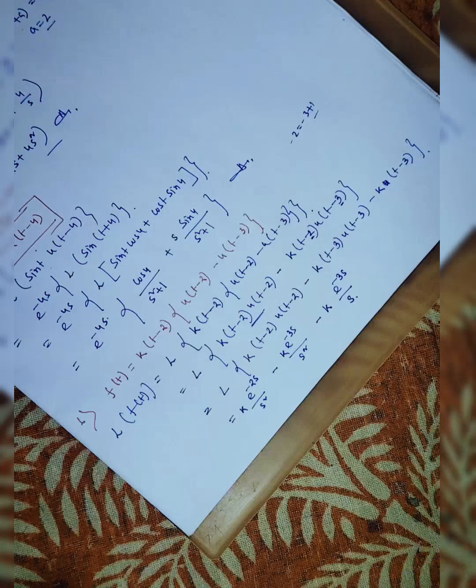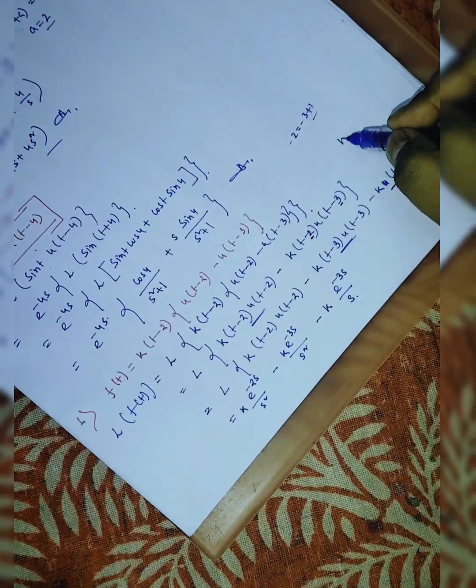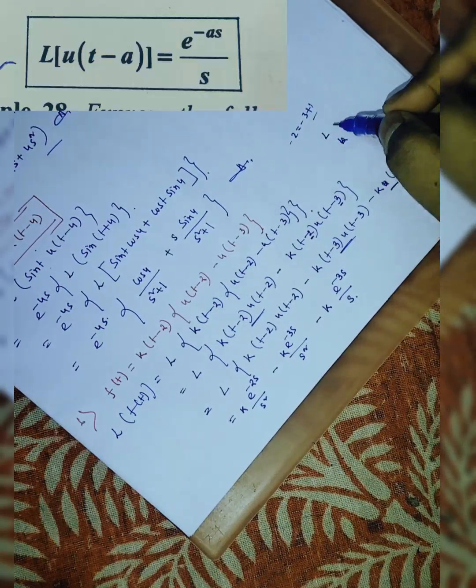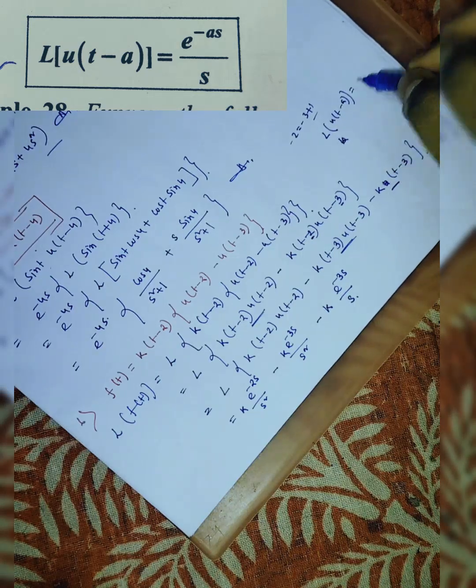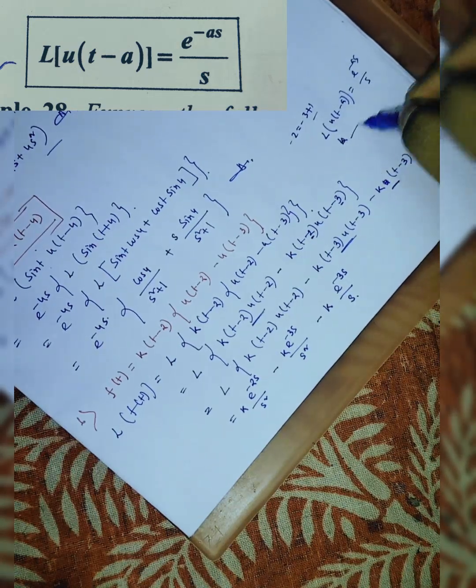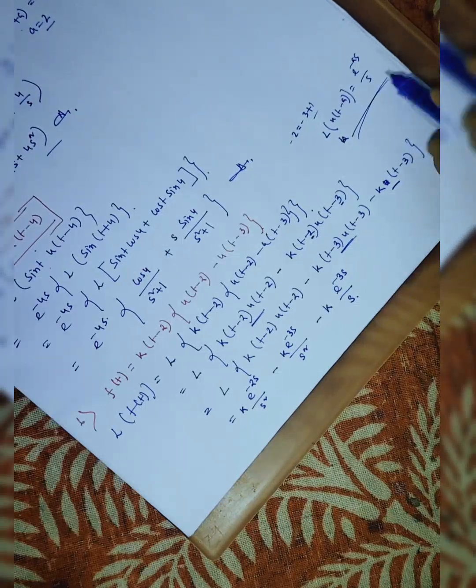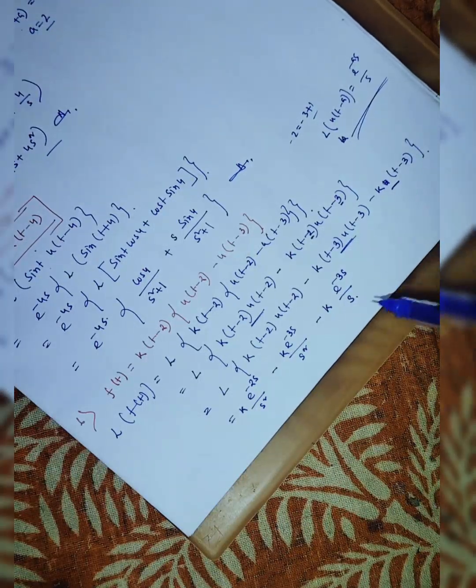Why is this s? Because this is the single unit step function, and you know that L of u of t minus a equals e to the power minus as by s. You need to know this, so I have used this formula here. So e to the power minus 3s, and k is constant. This is the answer.